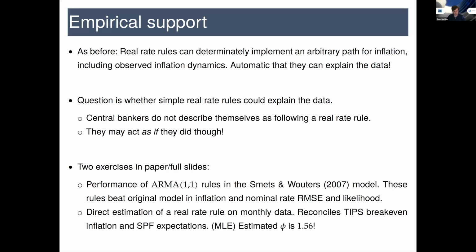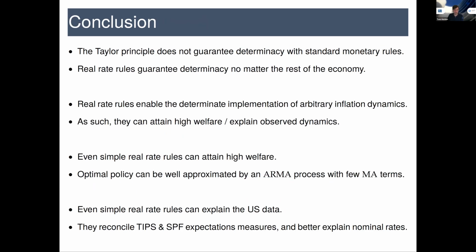It's a good idea. And I'm kind of over time, so I've also done some direct estimation on monthly data using survey expectations, and I'm able to reconcile the TIPS measures and the SPF measures quite well. The estimates are all quite reasonable. The maximum likelihood phi is 1.56, which is about as standard as you could hope for. Okay, so I'm kind of over time, so I will skip my conclusion slide.